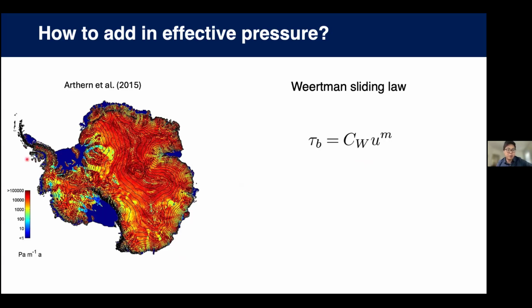Here's an example from Arthern et al., who used observed surface velocities to constrain that basal friction parameter. You can see that on all the ice shelves, as expected, there's no basal friction because it's sliding over water. But also in the faster flowing ice streams, like Thwaites over here and the ones feeding into the Ronne, we can see there's a much lower basal friction coefficient compared to the surroundings.